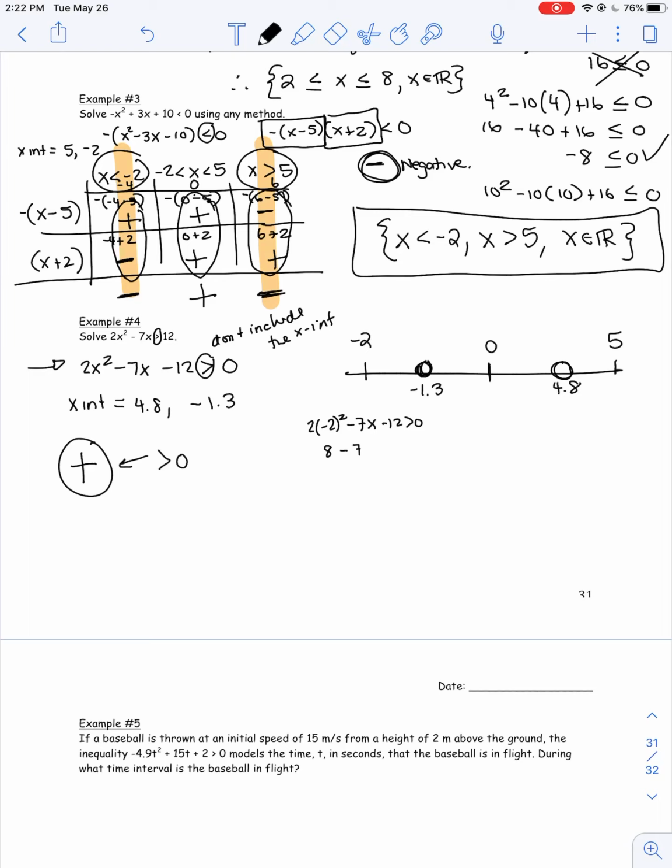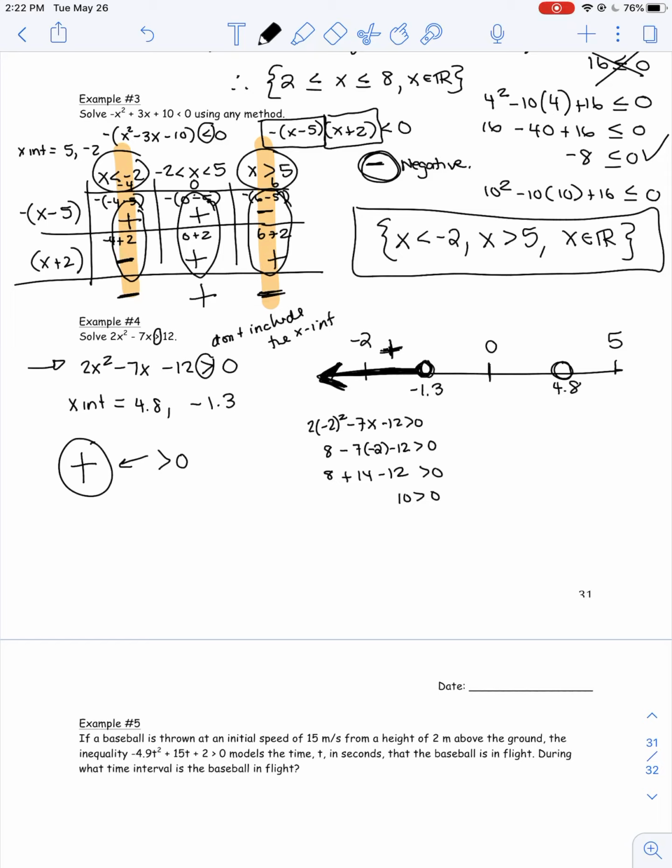So -2 squared is 4. 4 times 2 is 8. Minus 7 times -2 minus 12. Is it greater than 0? So I have 8 plus 14 minus 12. So I'm putting that into my calculator. And I get that it is a positive answer. So 10 is greater than 0. So yes, this is a positive region. So this would be part of the solution region. So I'm going to put an arrow with a line because it continues forever to infinity.